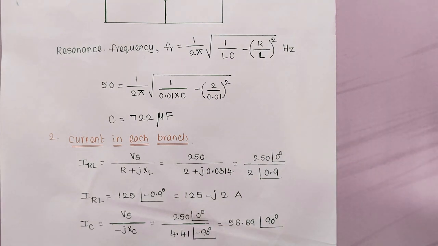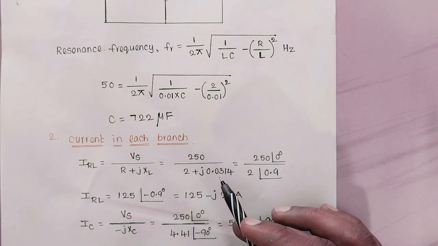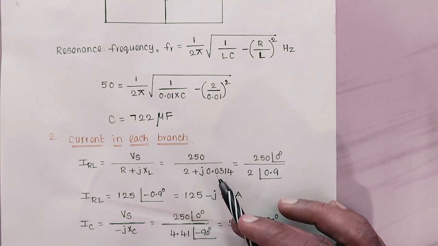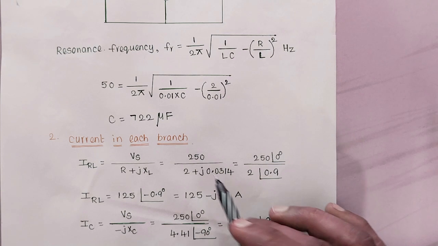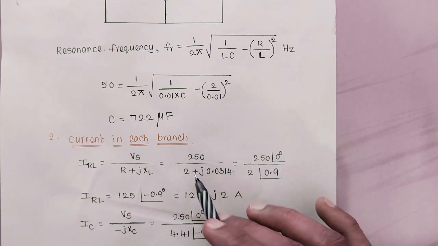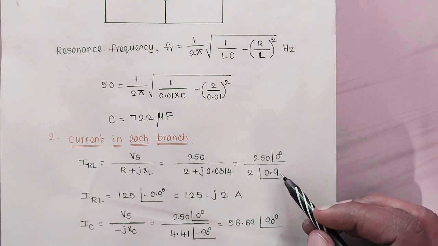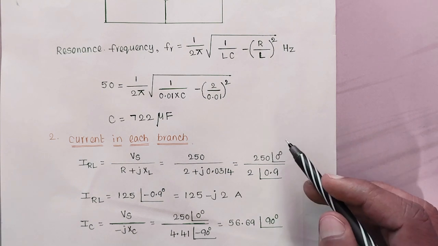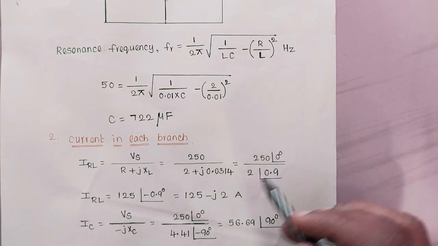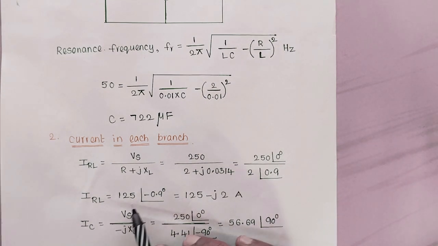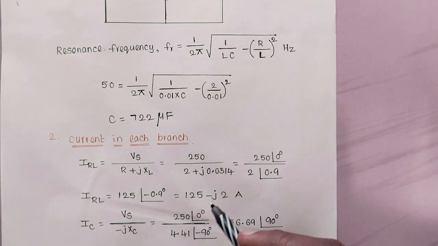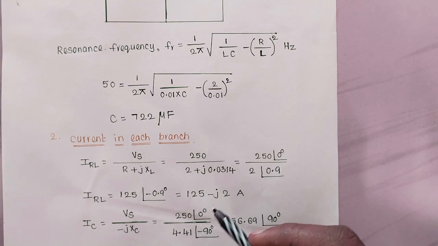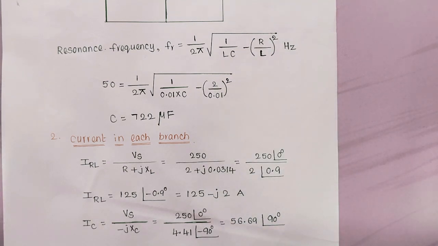XL is omega L, and omega is 2 pi F. By using that expression we can find XL, which is 0.0314. Converting this rectangular form into polar form, we get 2 at an angle of 0.9. So if we solve this, we get IRL equal to 125 at an angle of minus 0.9 degrees. Again in rectangular coordinates, that is 125 minus j2 amperes.